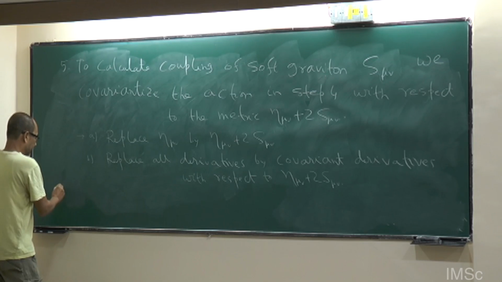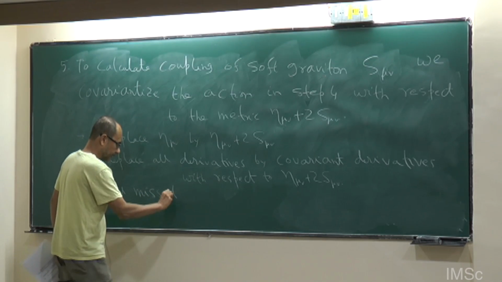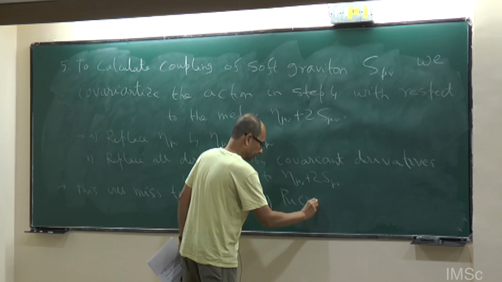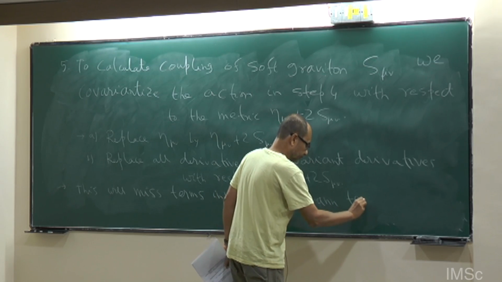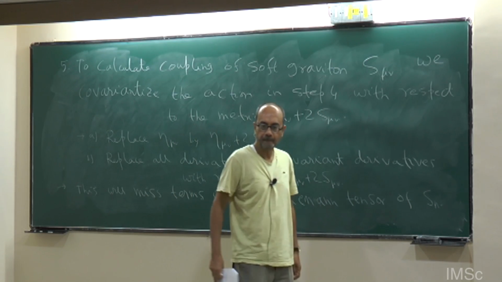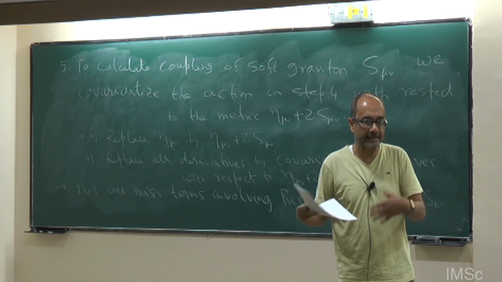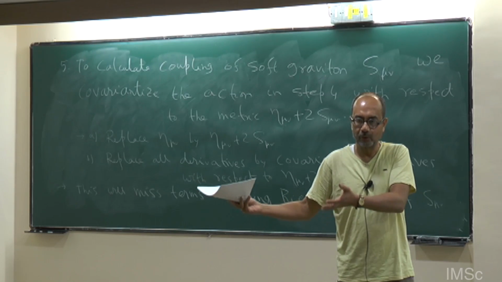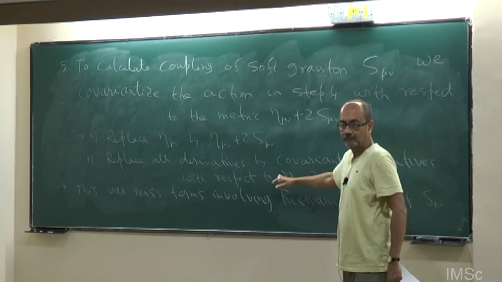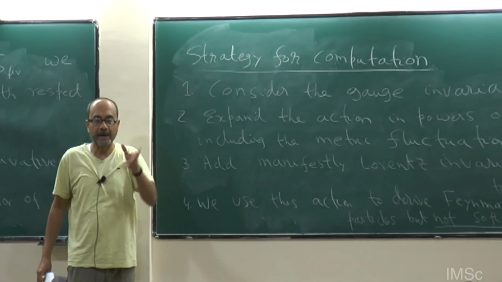Okay, but one important point is that this procedure will miss terms involving the Riemann tensor of S mu nu. So if you take this metric eta mu nu plus 2 S mu nu, you can compute a Riemann tensor with it, right? That's completely covariant. So when you say covariantize, you always have the possibility of adding terms to the action which involve coupling of the corresponding Riemann tensor. So the action that we get here could differ from what we would have gotten if we had stopped at this stage and thought of S mu nu as part of this, by a Riemann tensor of S mu nu.